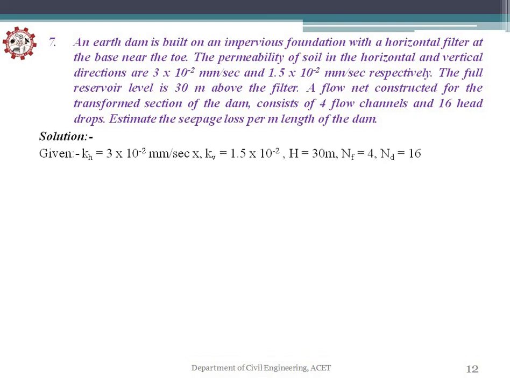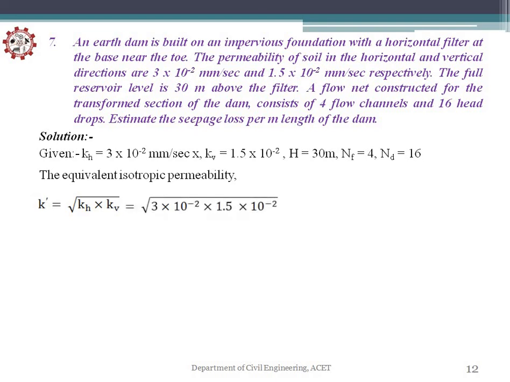So these are given, the values KH and KV. H is given, NF is given and ND is given. So we are considering isotropic permeability, so K dash will be under root KH into KV. This is the formula to calculate K. So KH and KV are given to us. Substituting all the values, K dash is 0.021 mm per second.